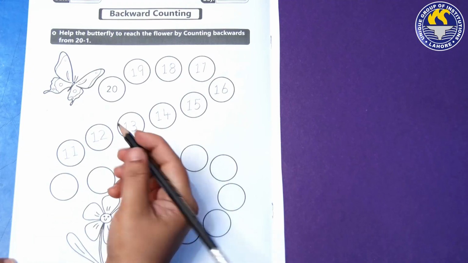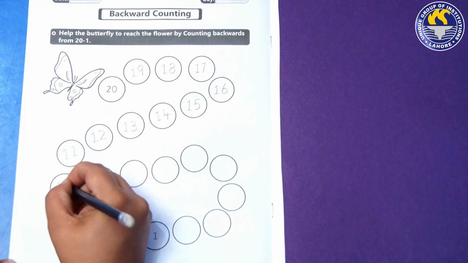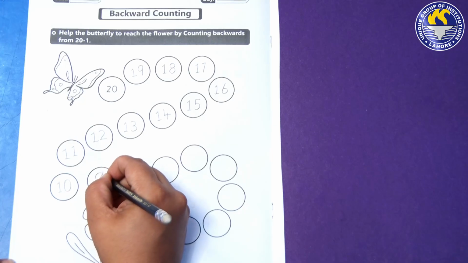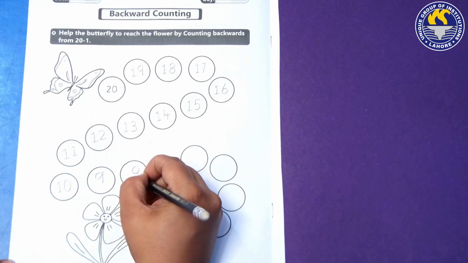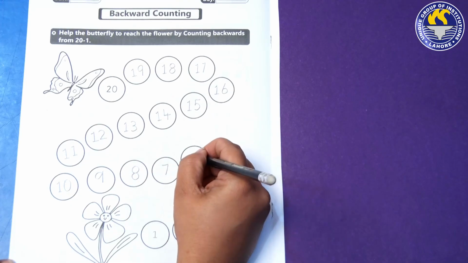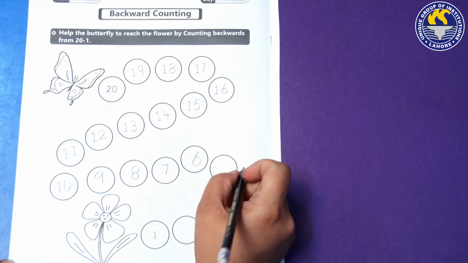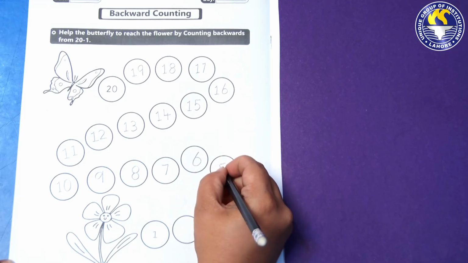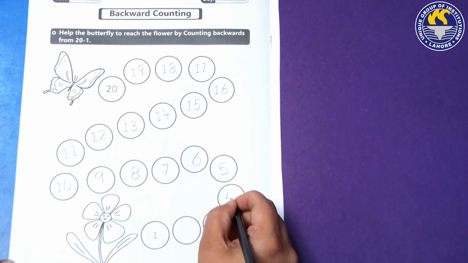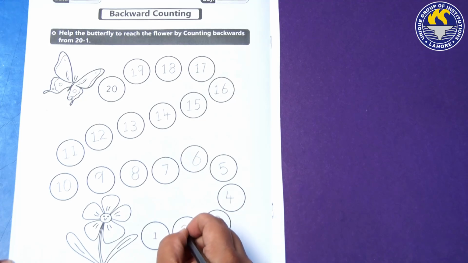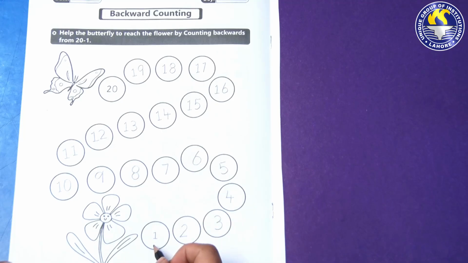We are going reverse. So what comes before 11? Number 10. And before 10 is number 9. Here comes number 8. Then comes number 7. And before number 7, here is number 6. And what comes before number 6? Number 5. Here comes number 4. Then what comes? Here comes number 3. And before number 3 is number 2. And before number 2 is number 1.